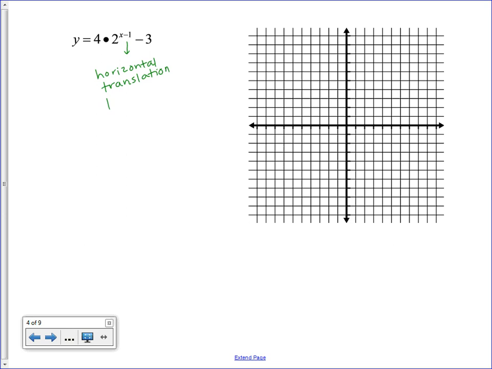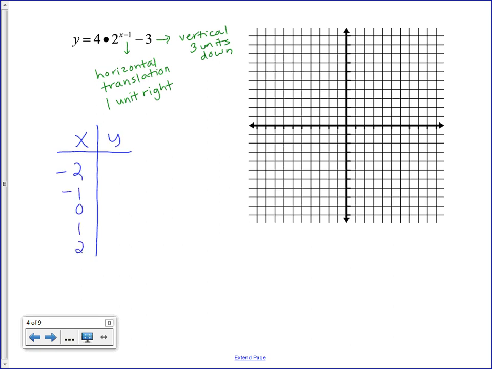And because it says -1, but it's affecting the x, we go the opposite direction, so 1 unit to the right. The -3 gives us a vertical translation, and it's 3 units down. It says -3. So when I make my table for this, I still want to use the same x values, and I only want to plug them into this part of the function. So the exponent and then the multiplication, just like on the previous slide. We're going to do the exponent, do the multiplication, and fill in our table.